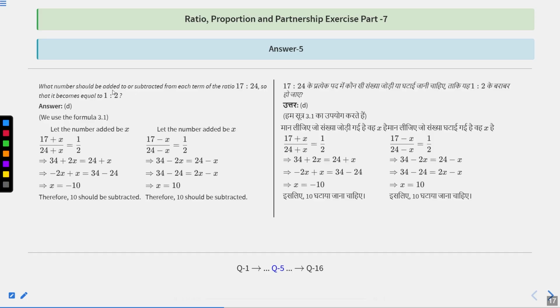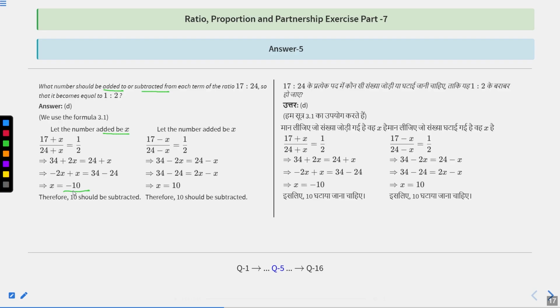Now in this question there will be 2 conditions. We can add or subtract, so we will see both the conditions. Now the first condition: let the number added be x. So what will be the formation? (17 + x)/(24 + x) is equal to 1/2. When we solve it, we get x equals minus 10.